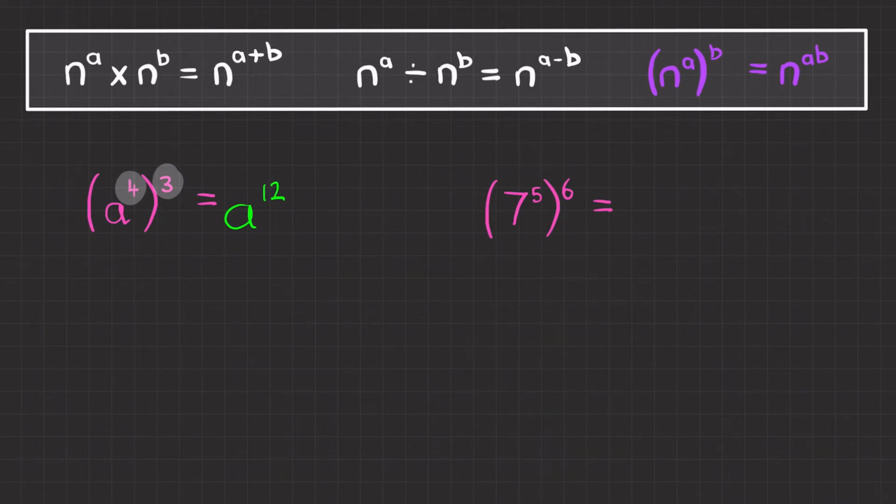Same for our second question, we've got 7 to the power of something, we've got 7 to the power of 5, all of this to the power of 6. Again for this rule, a and b, you times these two powers together, so 5 times 6 equals 30, so 7 to the power of 30 is our answer.